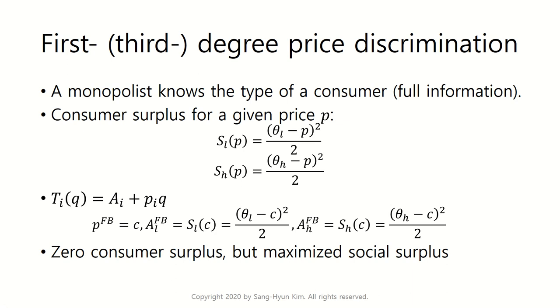So to maximize profit, you first lower the marginal price down to C, the marginal cost. That's how you maximize the joint surplus, or the entire surplus. You increase the pie as much as possible, and then you extract the entire surplus using this fixed fee. Okay, so fixed fee A must be the same as the surplus generated by this transaction. Similarly, A_H^FB is S_H of C, which is theta H minus C squared over 2, right?